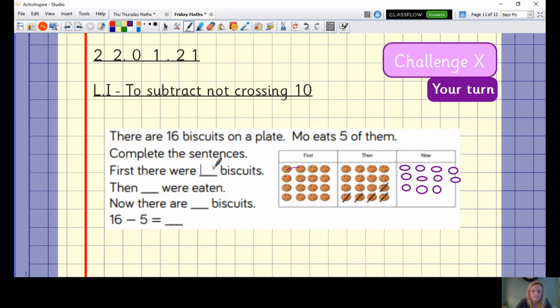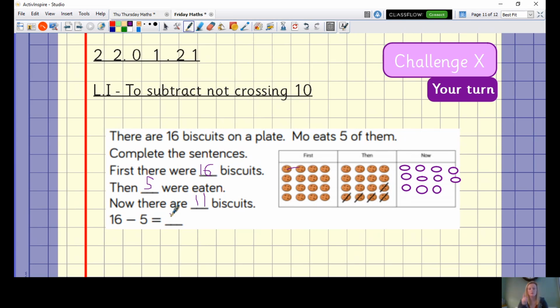First there were 16 biscuits. Then 5 were eaten, I think, by Mo. Now there are 11 biscuits. So that means 16 minus 5 equals 11.